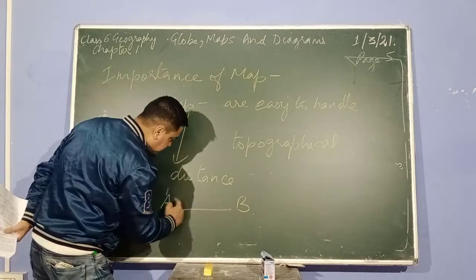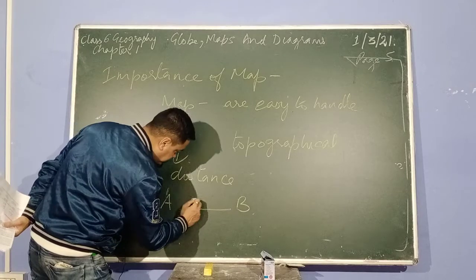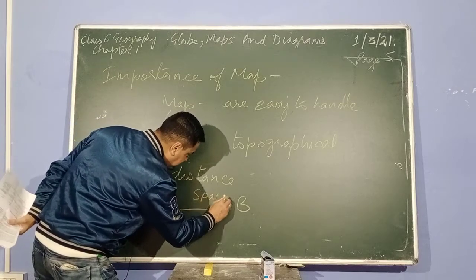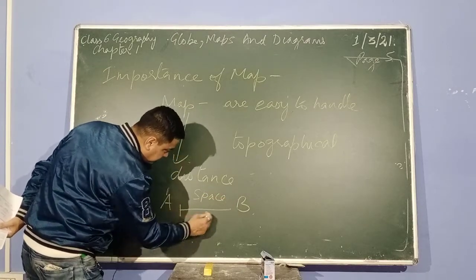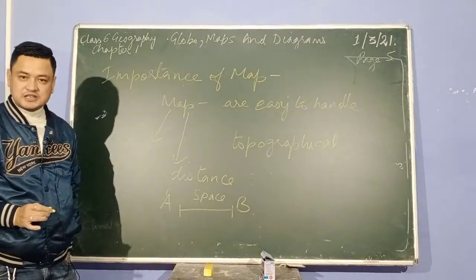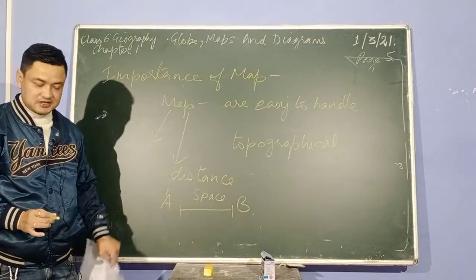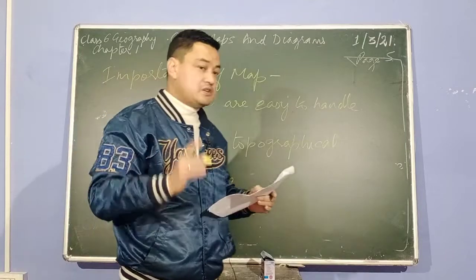There is a space between the 2 points, point A and point B. If you look here, there is a space between them. What is the distance from here to here? Are you understanding? This is known as distance. So in a map, distance is very important.